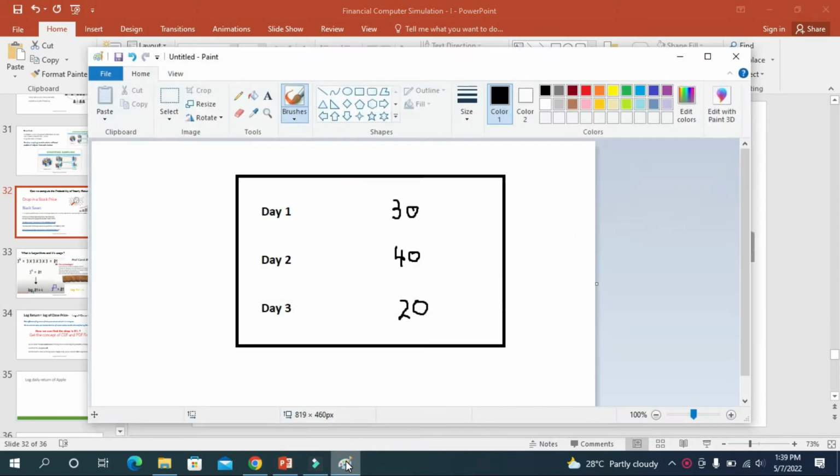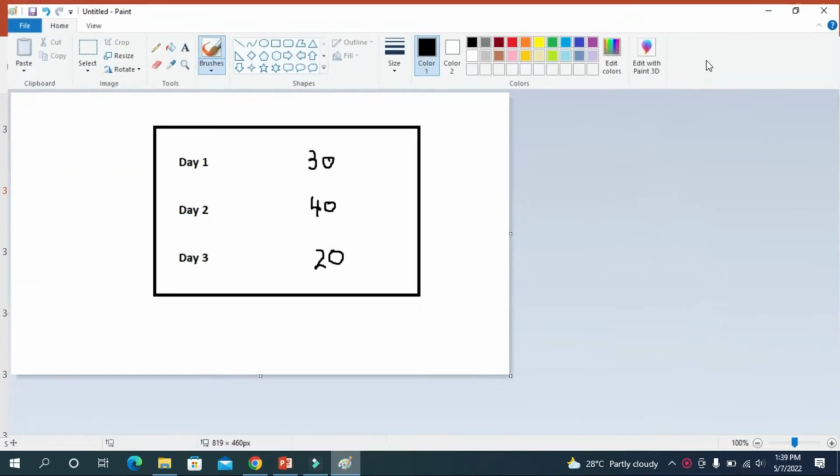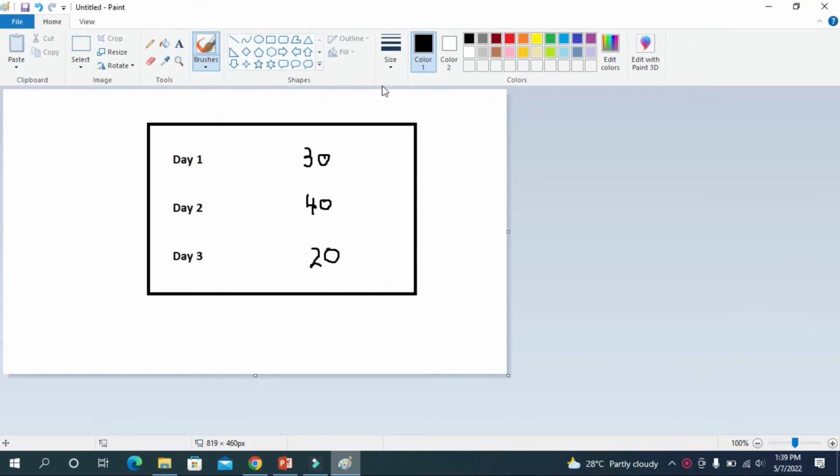So let us start from the very easy and very basic part. First of all, I am opening this window and I want to discuss the concept of return. So what is return? In our local language, return means वापसी, that is, you have to give back.